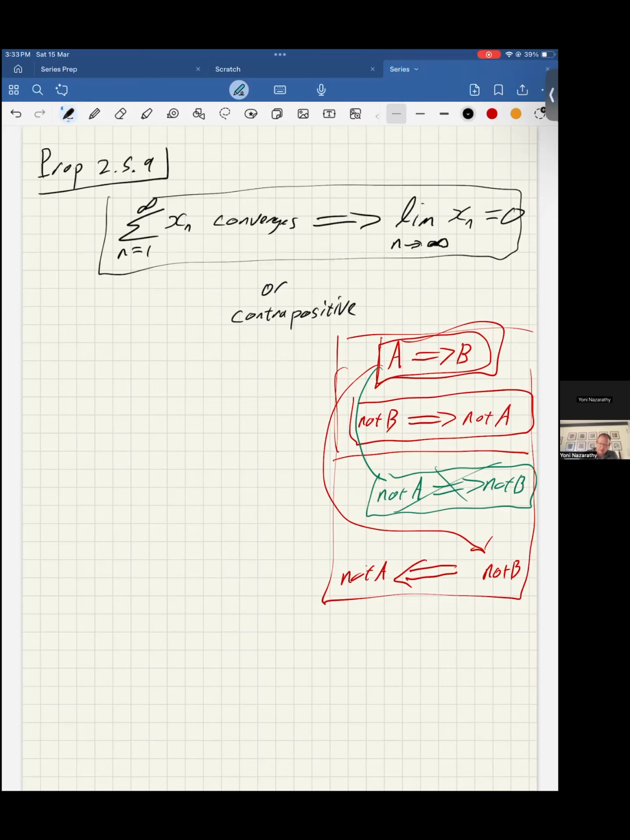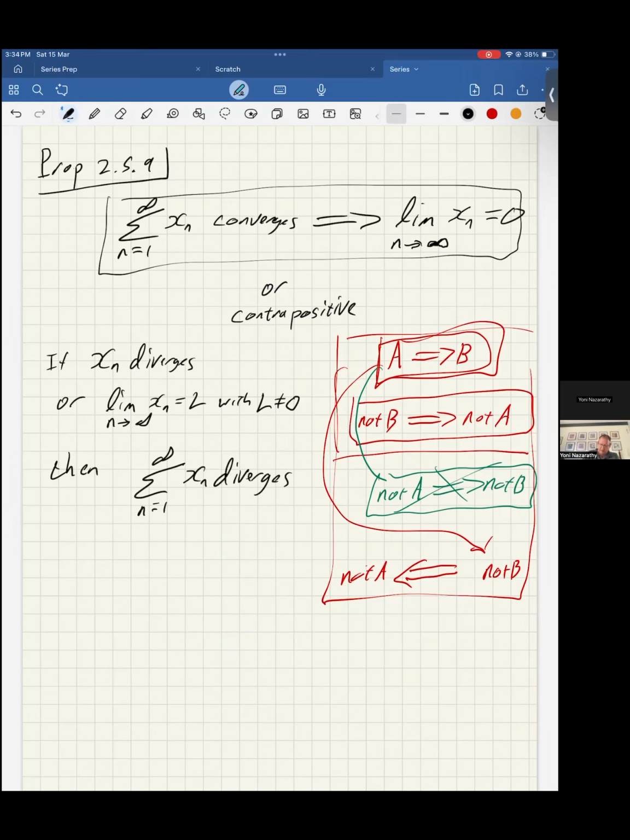So what's the contrapositive of this? So the contrapositive means that if, let's say it like that, if xn diverges, or the limit as n goes to infinity of xn equals L, with L not equaling 0, then the series n=1 to infinity of xn diverges.